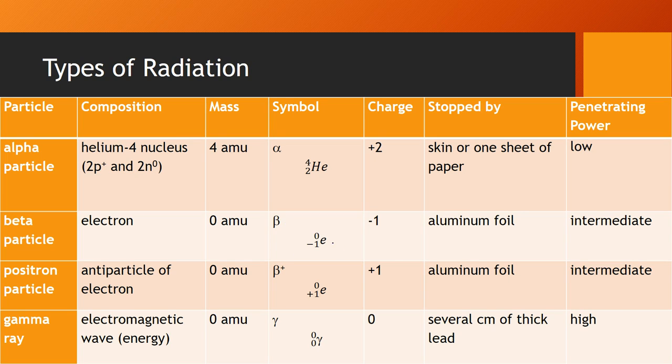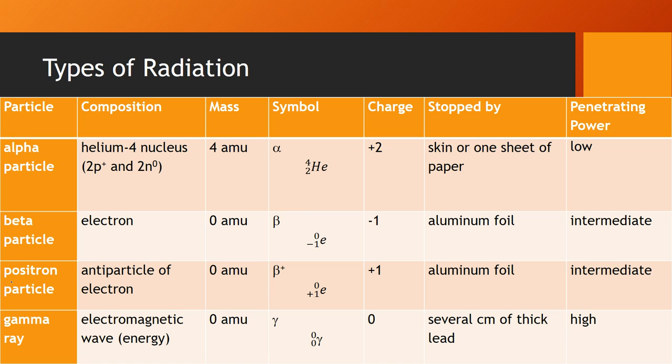There are 2 ways we can write it. We can show the beta symbol, or we can write it in our nuclear format, showing that the electron has no mass, E for electron, and the charge here. So that gives us a -1 charge. Because it's a smaller mass, it's going to have a little bit more energy, so you need something like aluminum foil to block it.